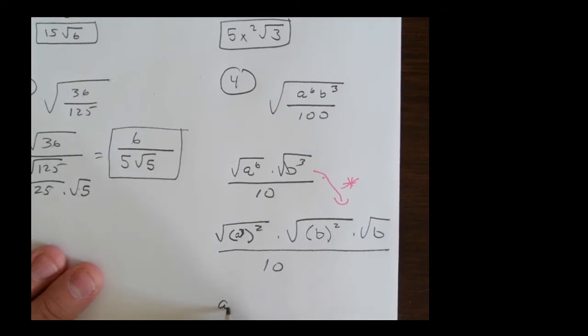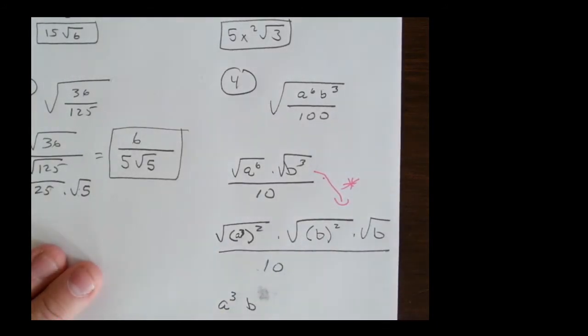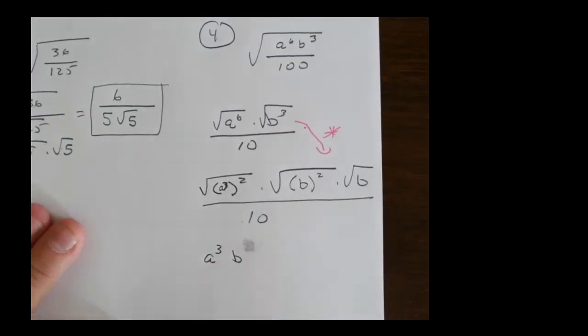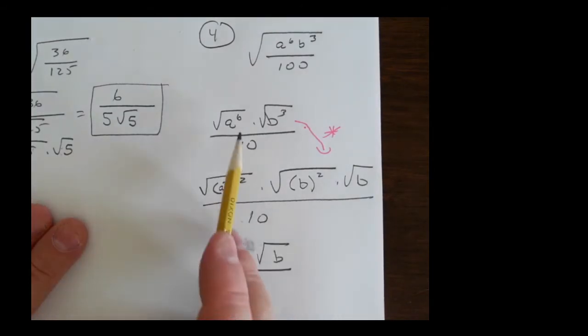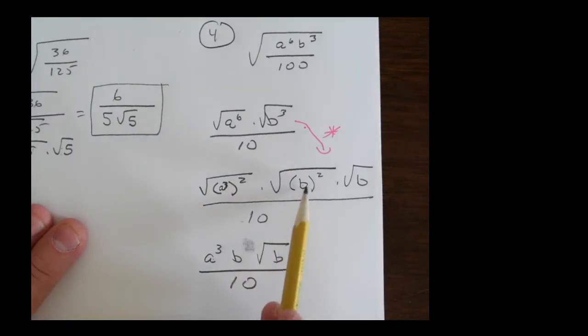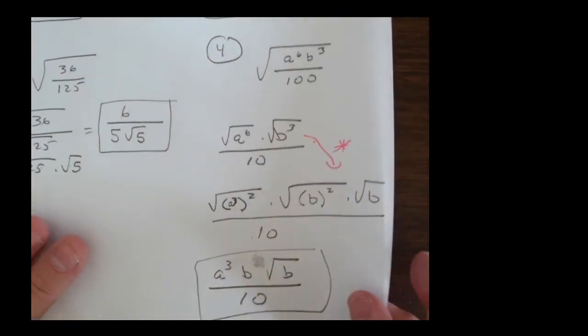So then we get a to the 3rd, b, sorry, just b, times the square root of b, all over 10. A to the 3rd is what we square to get a to the 6th. B is what we square to get b squared, and then there's that kind of loose root b right there. So there's number 4.